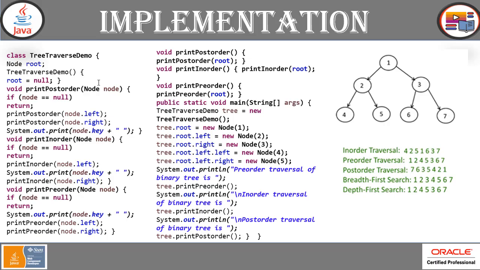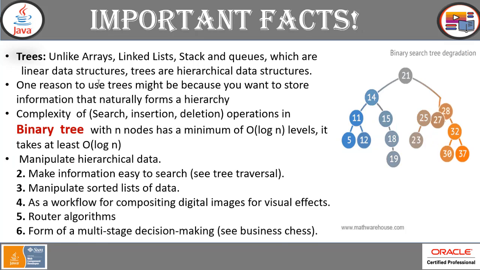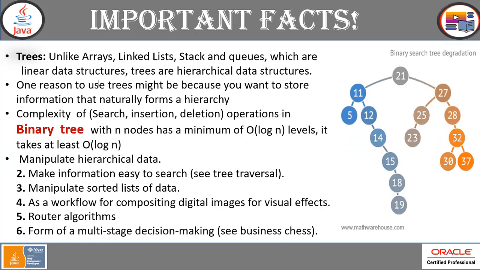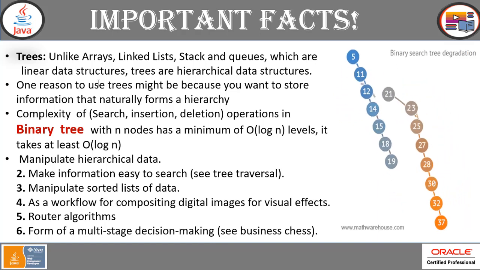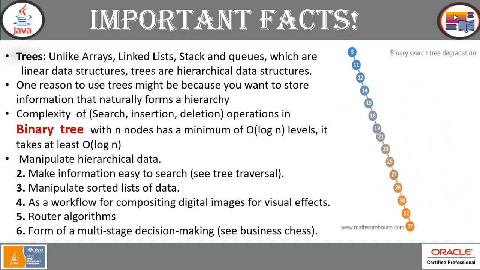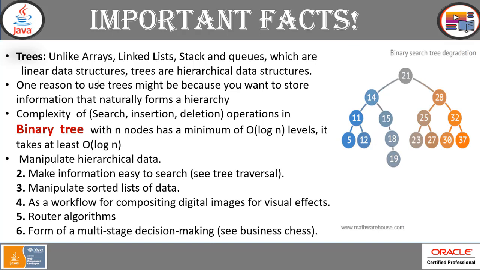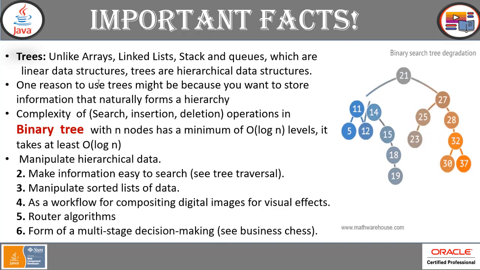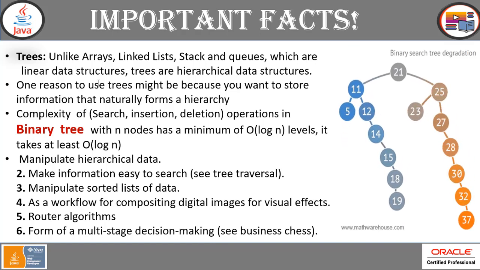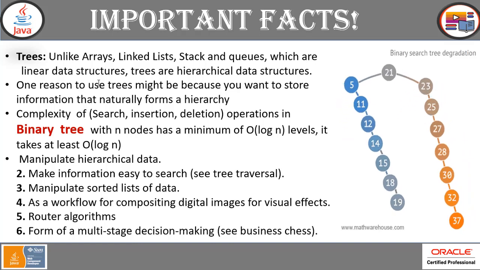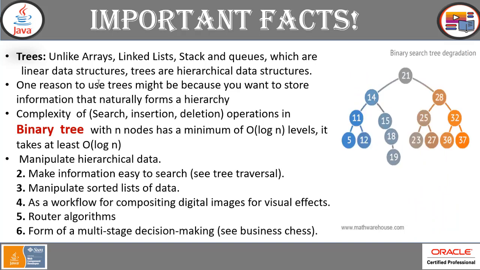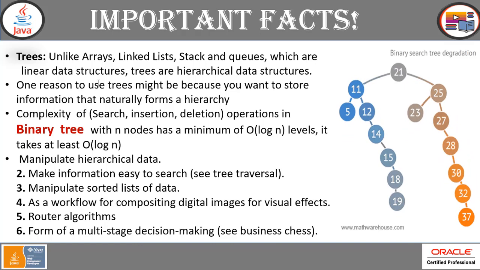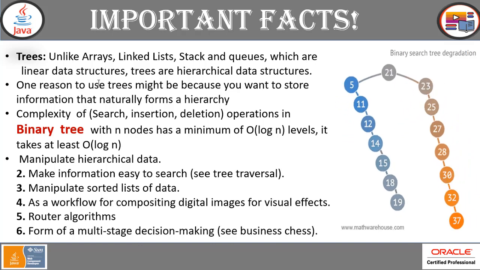So we have seen the implementation. Now let's take a look at the important facts about binary trees. Trees, unlike arrays, linked lists, stacks, and queues, which are linear data structures, are hierarchical data structures. One reason to use trees might be because you want to store information that naturally forms a hierarchy. The complexity of any operation performed in a binary tree, like search, insertion, and deletion, with n number of nodes, has a minimum of O of n node levels.